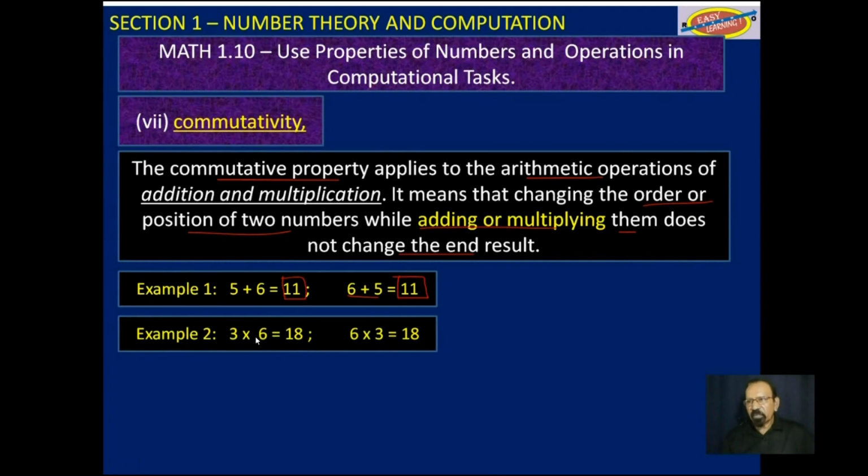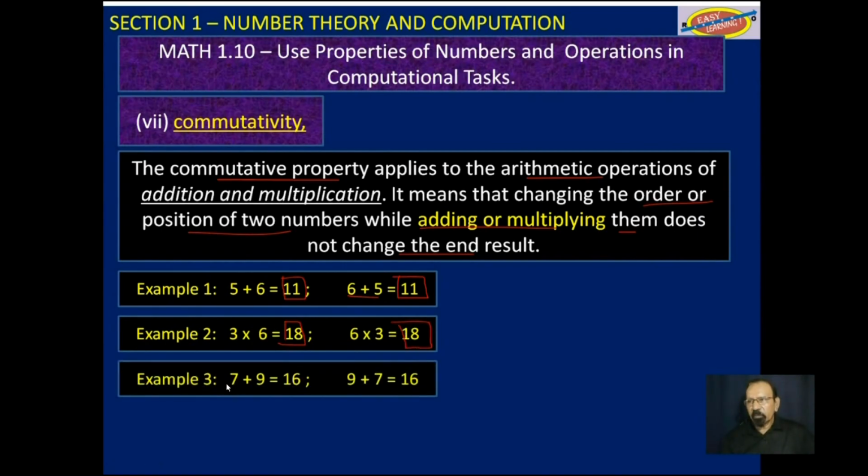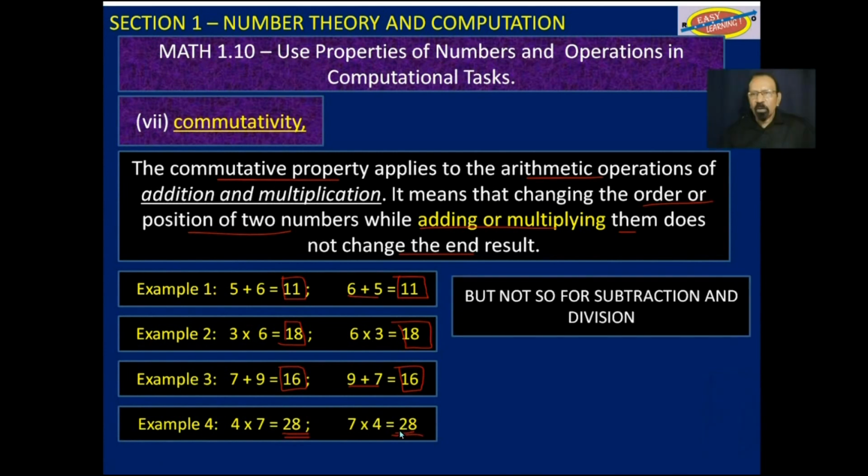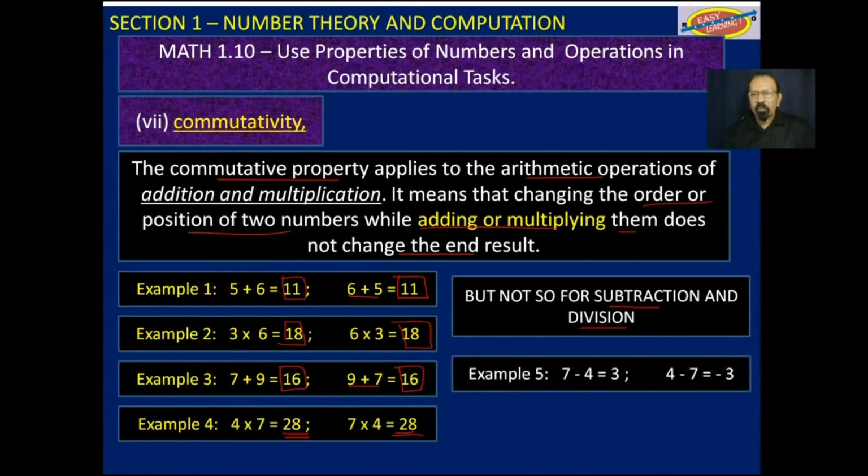3 multiplied by 6 is equal to 18. 6 multiplied by 3 is equal to 18. 7 plus 9 is equal to 16. 9 plus 7 is equal to 16. 4 multiplied by 7 is equal to 28. 7 multiplied by 4 is equal to 28. But not so for subtraction and division. Be very careful with that.